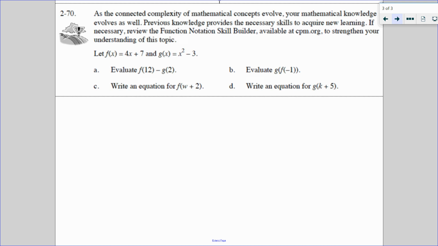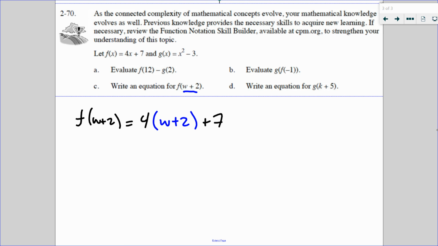Lastly, 2-70 was asked for C and D. So write an equation for f of w plus 2. So when we have extra things inside those parentheses, that becomes our input. So wherever we see an x, we're going to put w plus 2 instead. We'll make that blue. So I'm going to go to my f equation, f of w plus 2 is going to equal 4, and then instead of x, I'm going to put w plus 2 in parentheses, plus 7. And I just simplify from there, distribute, so on and so forth.